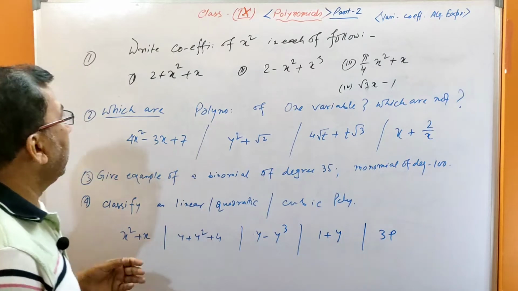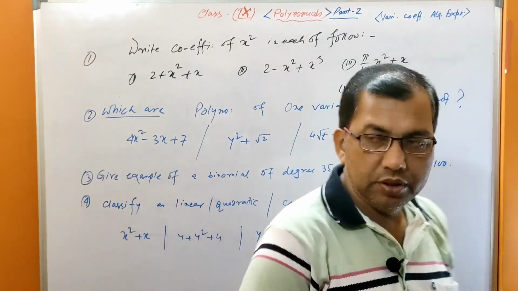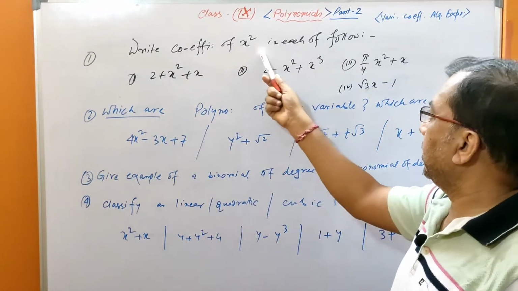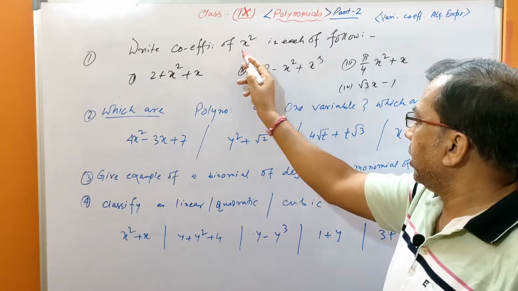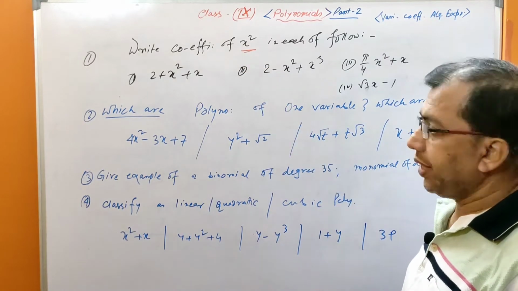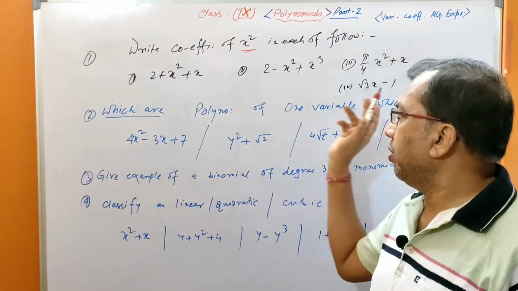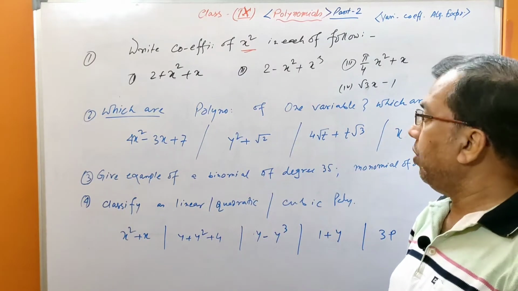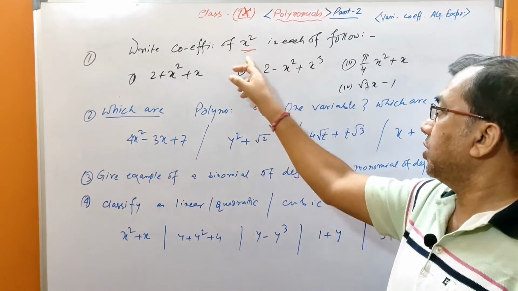Let's discuss. Write the coefficient of x square in each of the following. What is the question? Write the coefficient of x square. See the question very carefully: coefficient of x square in each of the following. Some expressions will be given. All are polynomials, and you have to find out the coefficient of x square.